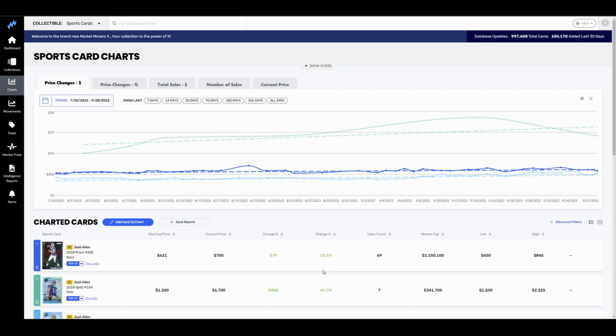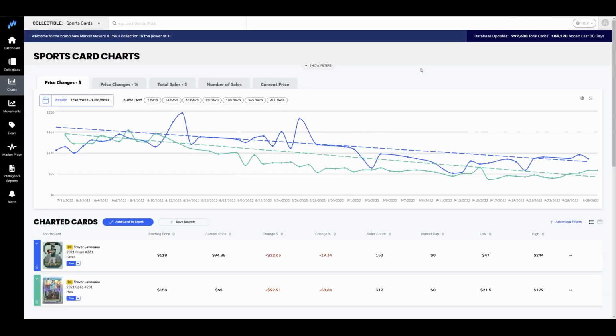Allen, you obviously feel pretty good right now with prices increasing. You made a little bit of profit if you loaded up at the National. How about Trevor Lawrence? This one actually surprised me.